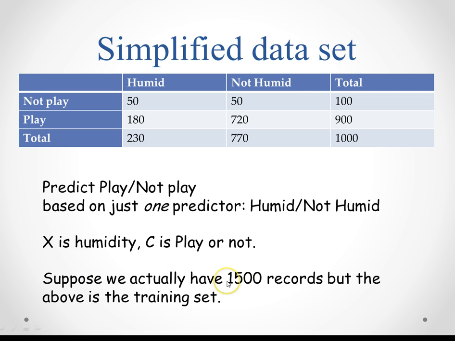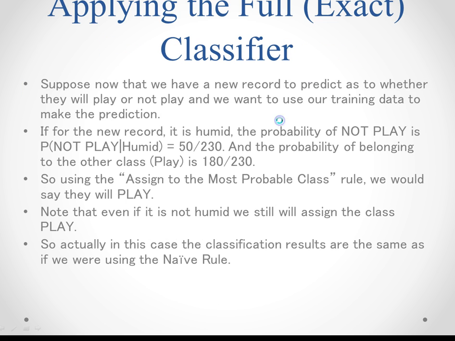Suppose we actually have 1,500 records, but the above is the training set. So here the total is 1,000 records. This is our training set. So this is still about the full classifier or the exact classifier, not the naive Bayes classifier. Suppose now that we have a new record to predict as to whether they will play or not, and we want to use our training data to make the prediction.